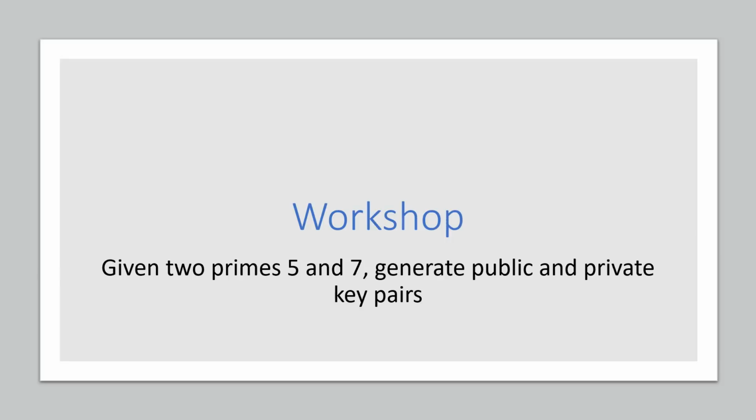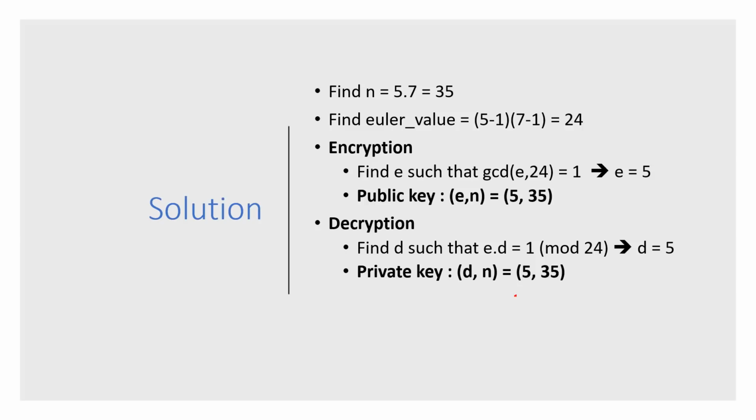So in the workshop, given two primes, we want to generate public and private key pairs. Obviously, this is an example with small numbers, or small primes, so it doesn't really include all the things that we want to do. So let's see how this might work.